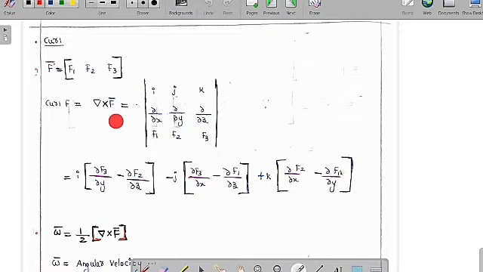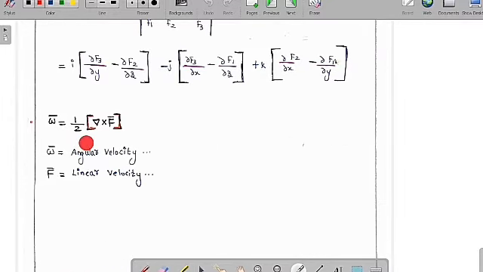Basically, this operator tells you whether there is any curling, any rotational mechanism present in that vector field or not. We check with the help of this operator. If it is not equal to 0, yes, there is some amount of curling present. But if it is equal to 0, we can say blindly that there is no rotational mechanism present. So a very important formula is W bar is equal to half of the curl of F bar, where W bar is called the angular velocity, whereas F bar is the linear velocity.